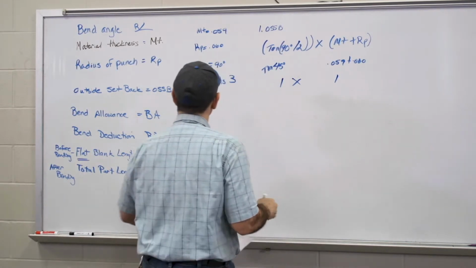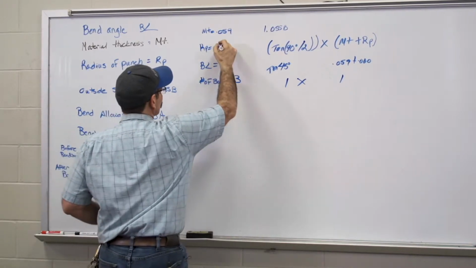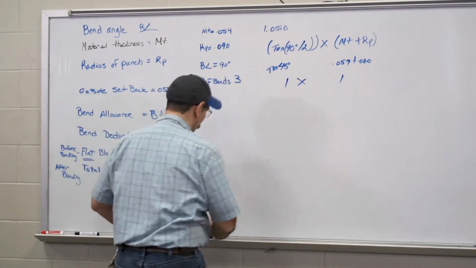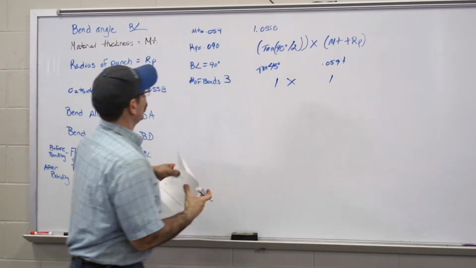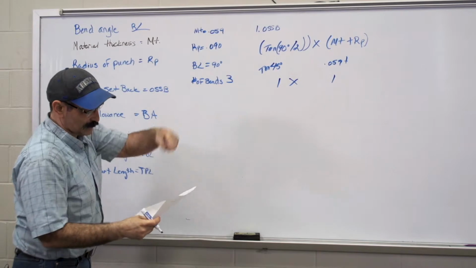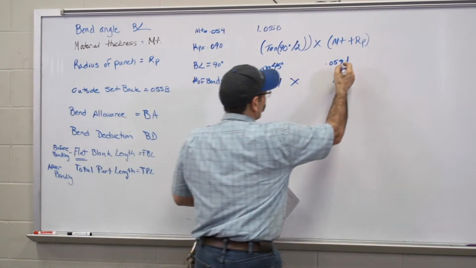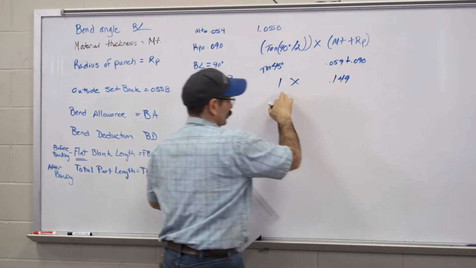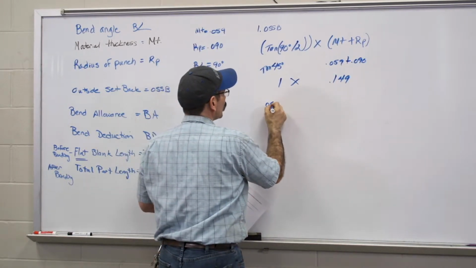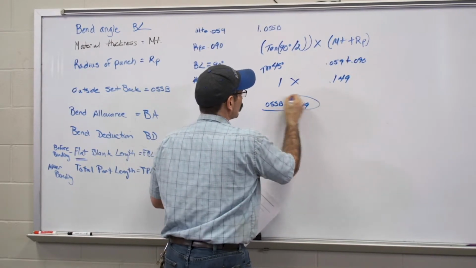Oh, back up. Sorry, I read my paper wrong. 0.090. I'm like, why is that not coming out right? Okay, sorry. I got a radius of the punch of 90 thousandths. My eyes dropped down. Radius of punch 90 thousandths. So 0.059 plus 0.090, 0.149. Times 1, OSSB equals 0.149. All right?